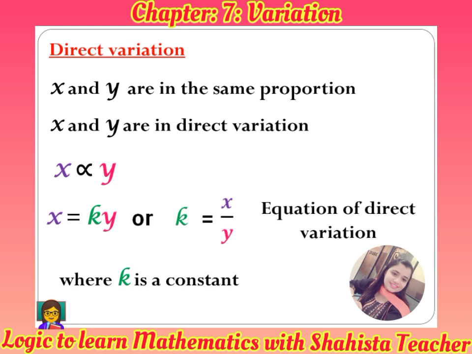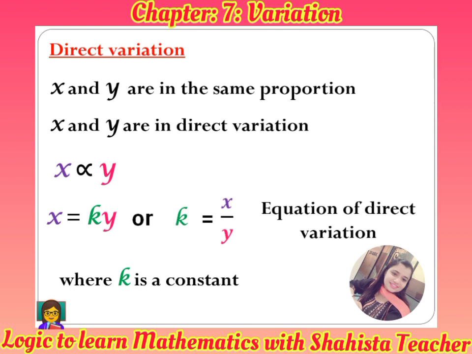So my dear students, these are the basic concepts of direct variation which we are going to use when we are solving practice set 7.1, where k is constant, and you have to remember this and use this equation when we are solving practice set 7.1. So x is equal to ky or k is equal to x upon y. This we have to remember because k is the constant term.